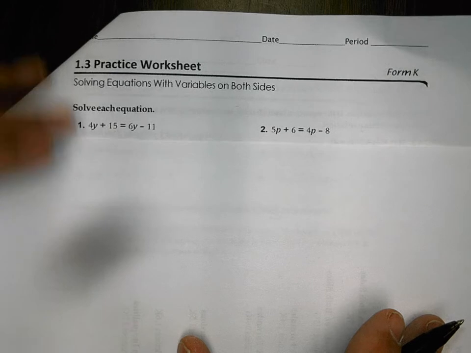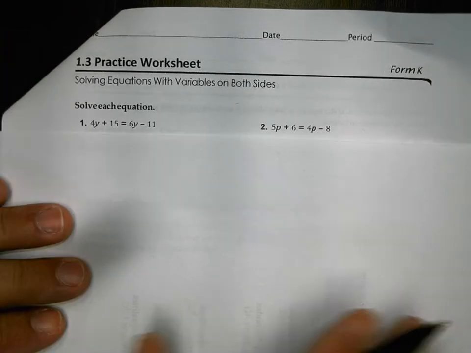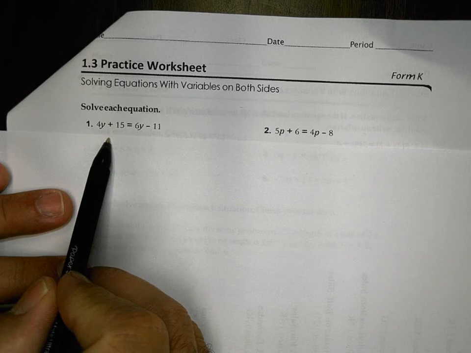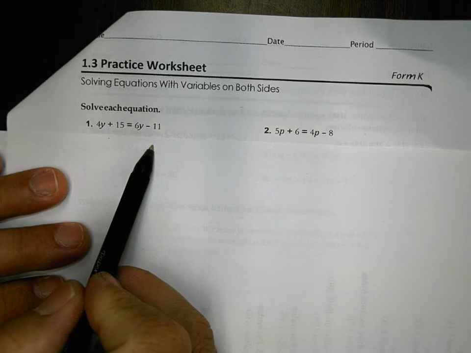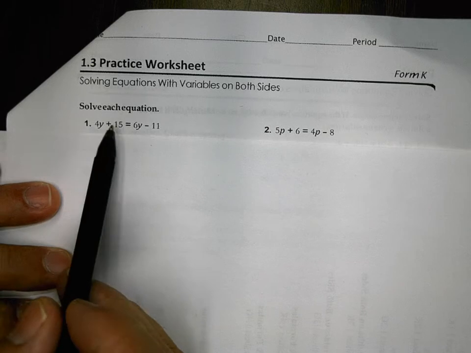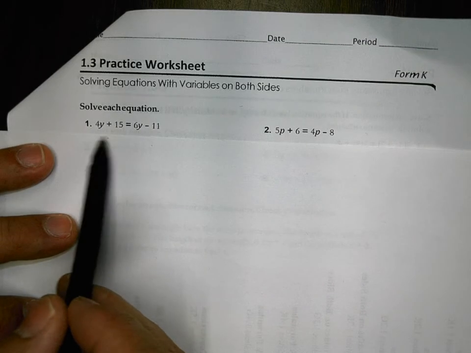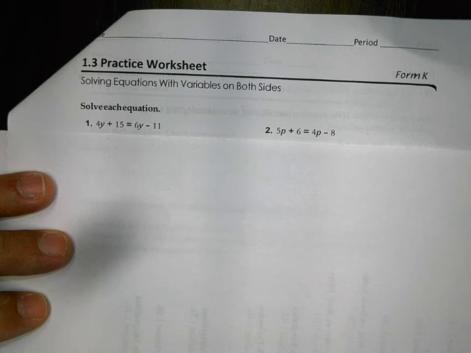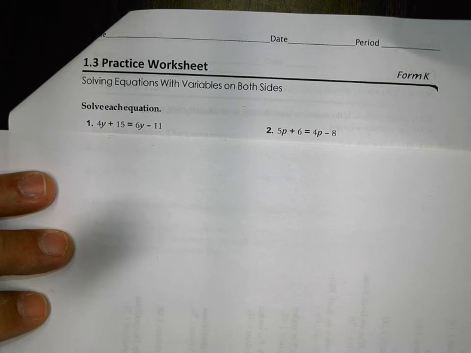If we look at number 1, first thing we do is D, distribute. Do we need to distribute on the left? Nope. We need to distribute on the right? Nope. So we go to C, combine like terms. Now remember, again, like terms on the left? Nope. Like terms on the right? Nope. So we go right to balance. Balance, I just said it, all the variables to one side, all the numbers to the other.